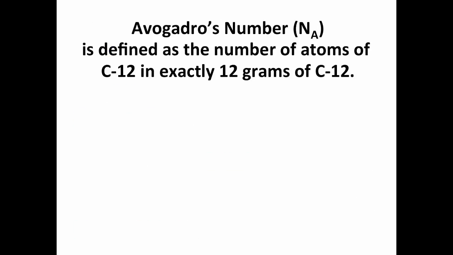Now, one other thing to note, this really, really large number, 6.022 times 10 to the 23rd, is also called Avogadro's number, and here it's symbolized by N sub A. N stands for number, the subscript A stands for Avogadro, and the definition of Avogadro's number is how many atoms of the isotope carbon-12 are in exactly 12 grams of carbon-12.